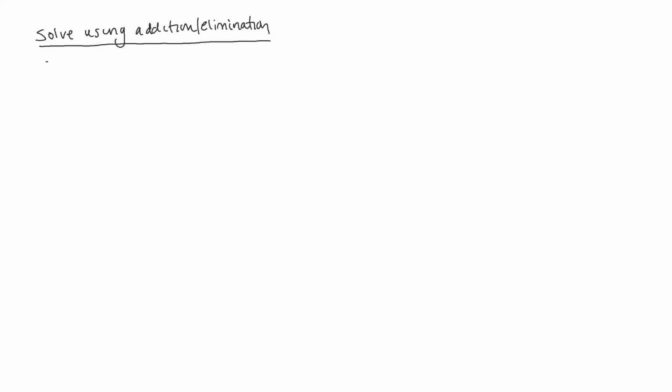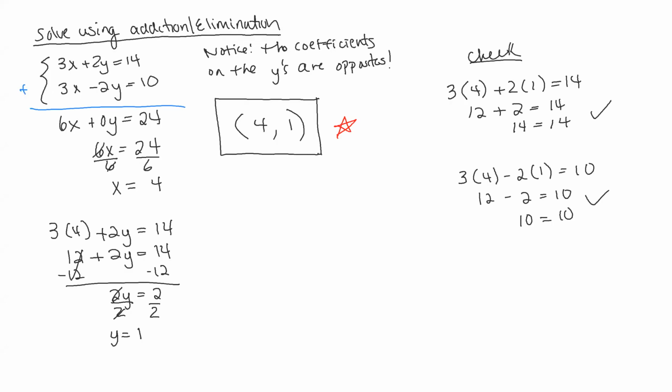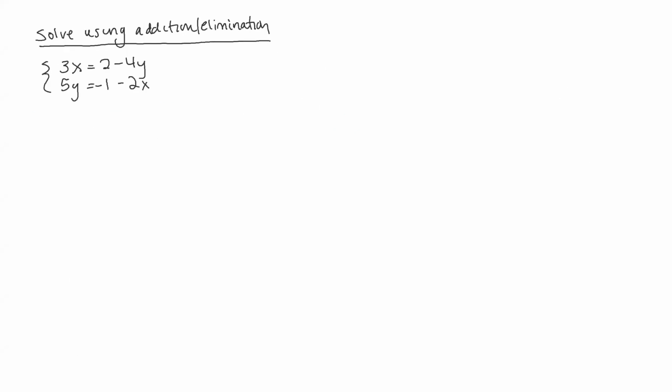Okay, and the system that we have is 3x equals 2 minus 4y, and 5y equals -1 minus 2x. So I do want to make note here that these equations are not in standard form. If you look at the previous example, the equations here were in standard form. You had your x term plus or minus your y term equals your constant. We need that to be the case always. Okay, so we want to put these in standard form first.